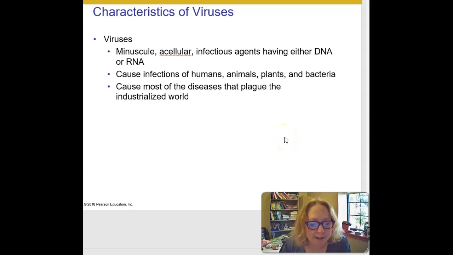Hello, microbiologists. Let's talk about viruses real quick. Okay, minuscule acellular infectious little agents. They have either DNA or RNA. You will notice this when you're studying for your quiz. DNA or RNA, it's an option. They cause infections of humans, animals, plants, and other bacteria. And they cause most of the diseases that plague the industrialized world. Good times.